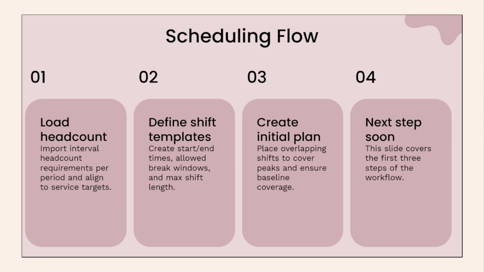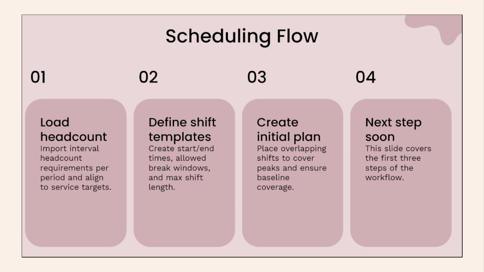Okay, now let us get back. Load head count. First we need to load the head count for our interval level. Second, define shift template. Then we need to create our shift template, meaning how many agents are required in each interval. Third, create initial plan. We will create our first initial plan, meaning a dummy plan where I will be plotting my 6 agents, my 7 agents on this interval. So is it covering my shift, is it covering my capacity?